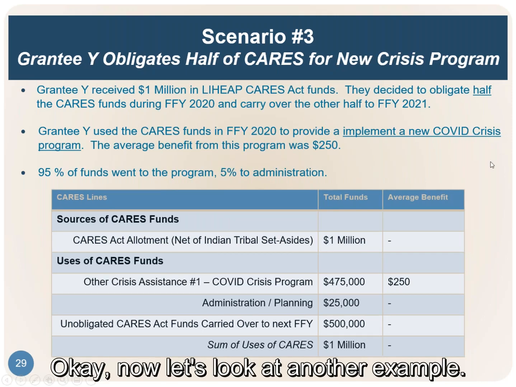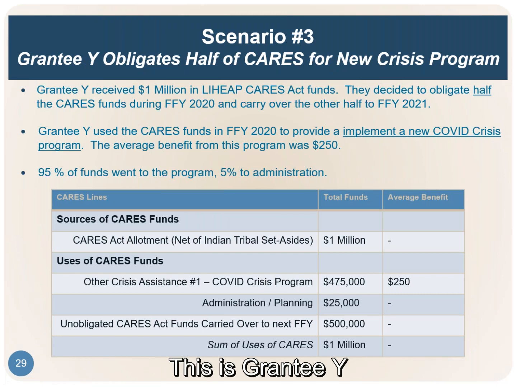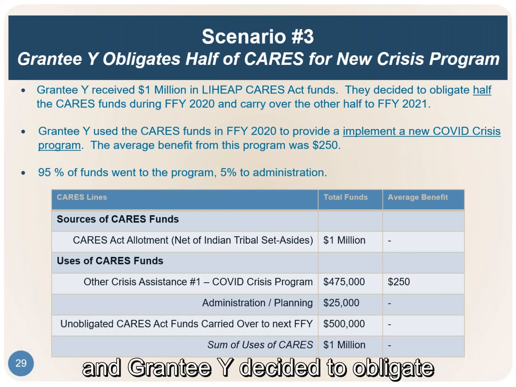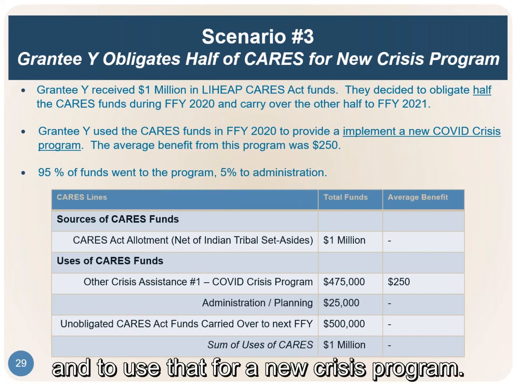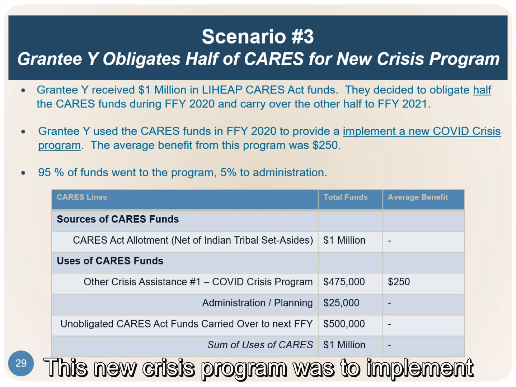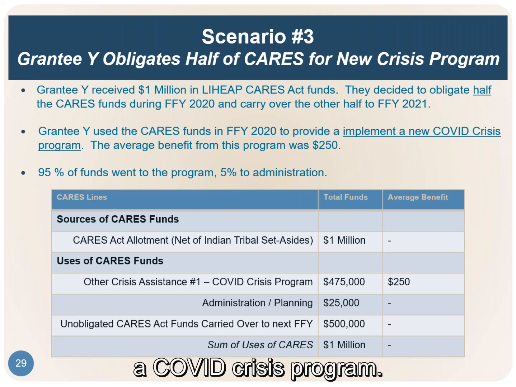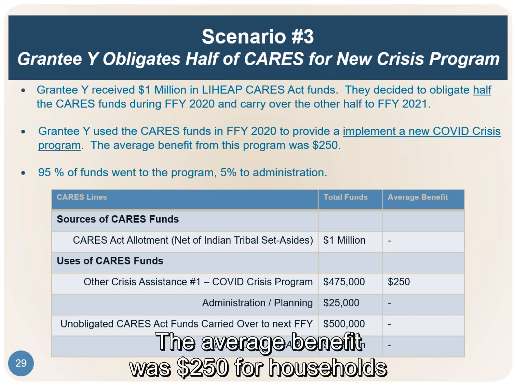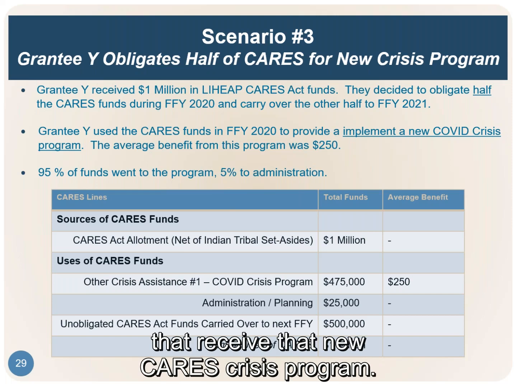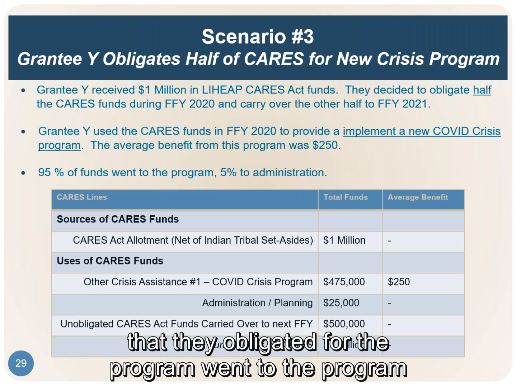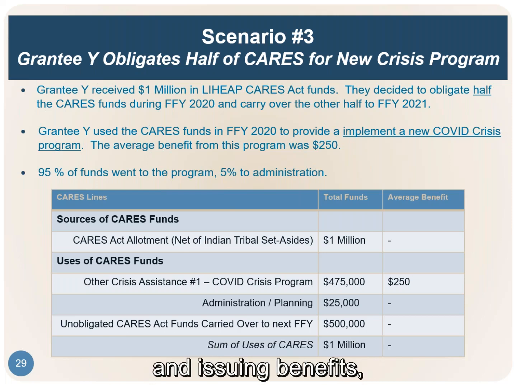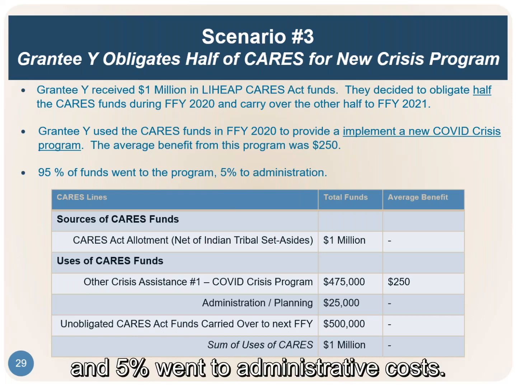Okay, now let's look at another example. This is Grantee Y, and Grantee Y decided to obligate half of their CARES funds and to use that for a new crisis program. This new crisis program was to implement a COVID crisis program. The average benefit was $250 for households that received that new CARES crisis program. And 95% of their funds that they obligated for the program went to the program and issuing benefits, and 5% went to administrative costs.